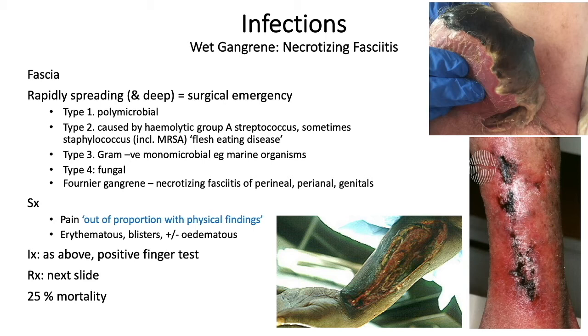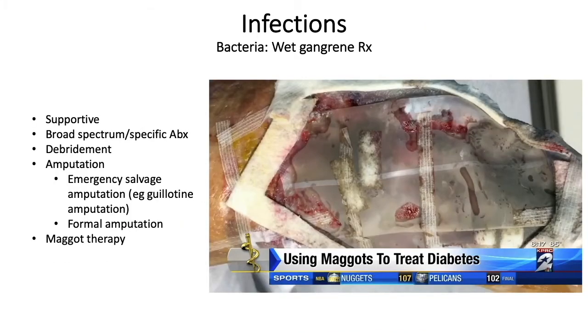So I'll talk about treatments on the next slide. It's just a note that, again, necrotizing fasciitis is an emergency and it has a 25% mortality rate. Treatment depends on the extent of tissue damage. I've listed the main treatments on the left here. So supportive treatment's important, especially if there are systemic effects.